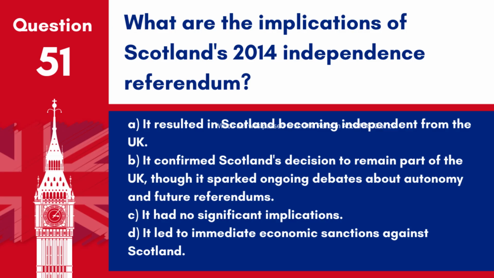Question 51. What are the implications of Scotland's 2014 independence referendum? A. It resulted in Scotland becoming independent from the UK. B. It confirmed Scotland's decision to remain part of the UK, though it sparked ongoing debates about autonomy and future referendums. C. It had no significant implications. D. It led to immediate economic sanctions against Scotland.